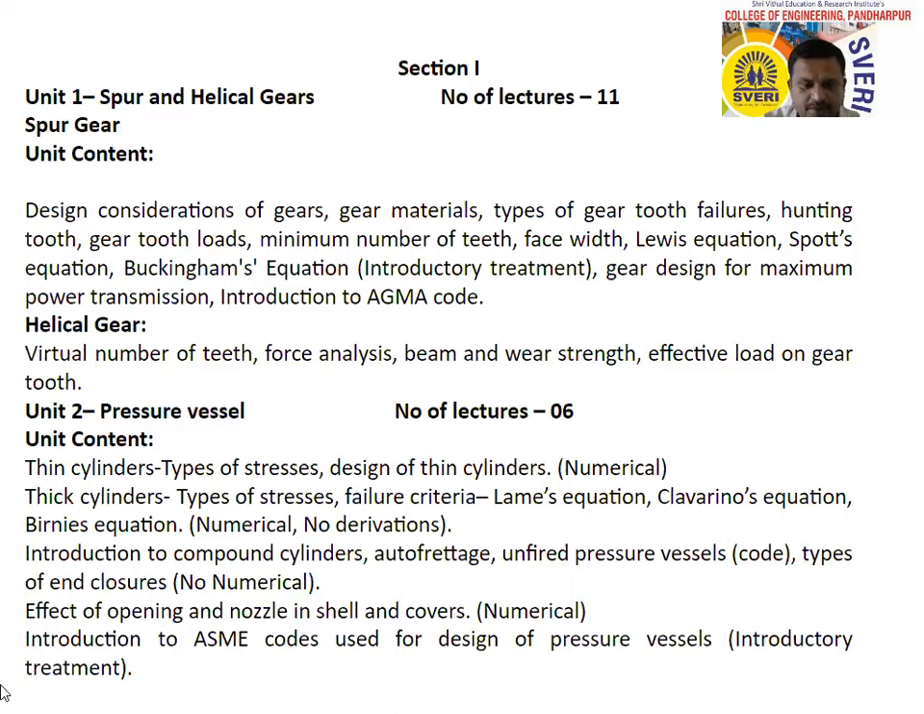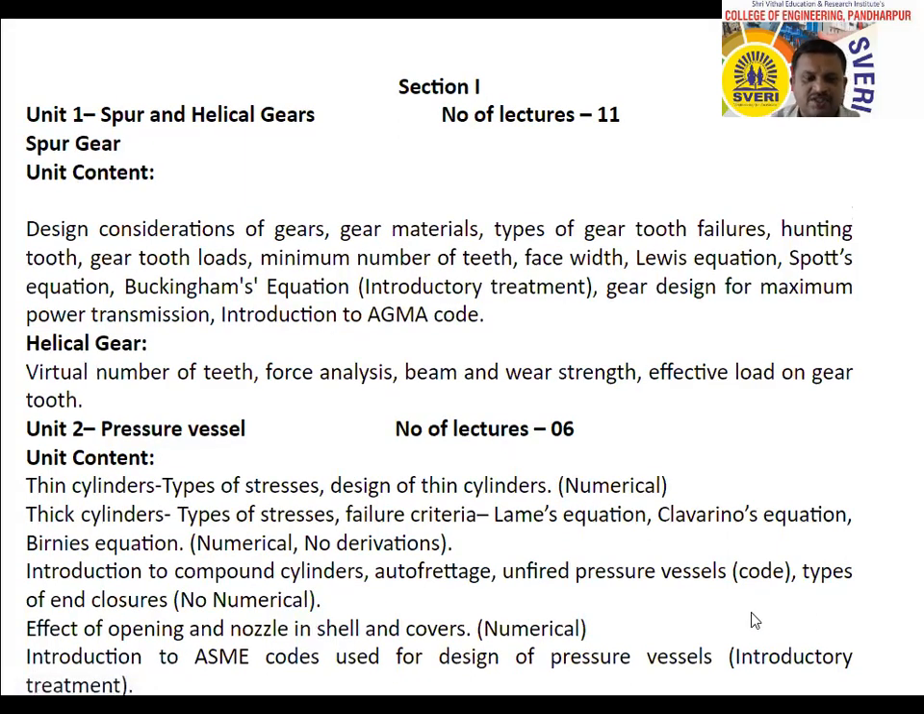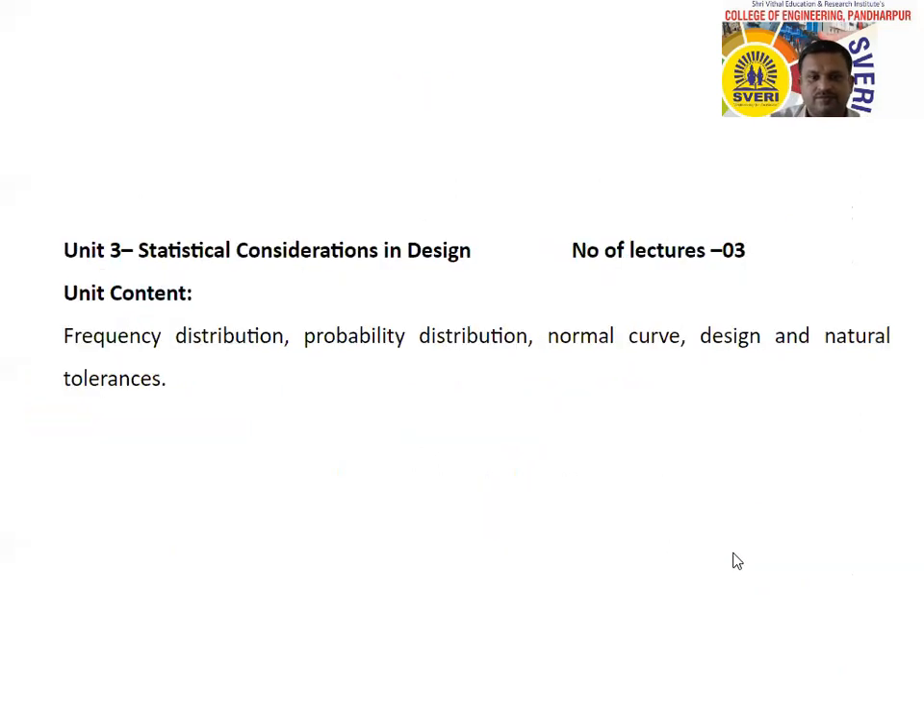Next is effect of opening and nozzle in shell and covers. It is having numerical treatment. And last point of this chapter is introduction to ASME codes for design of pressure vessels, introductory treatment. Now unit 3, statistical considerations in design. Number of lectures 3, unit content: frequency distribution, probability distribution, normal curve, design and natural tolerances.